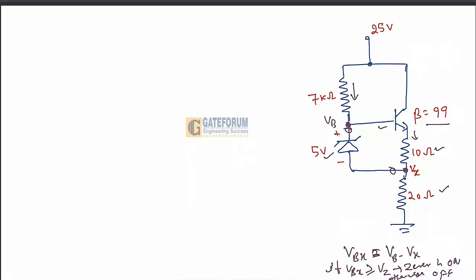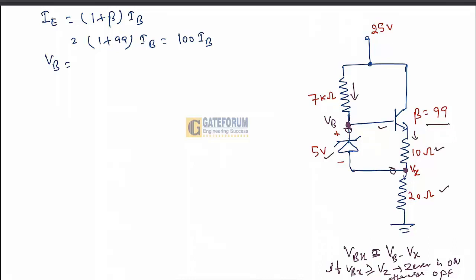Now, as we know, the emitter current in terms of base current is IE equal to 1 plus beta times IB. What is the beta value here? It is 99, so IE becomes 100 IB. So this base voltage will be 30 into 100 IB, because there is no voltage drop across VBE.